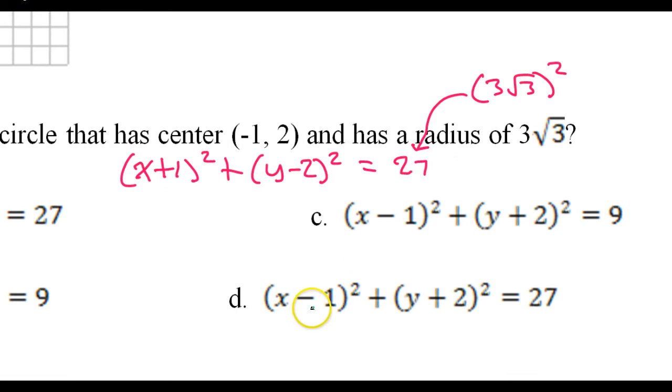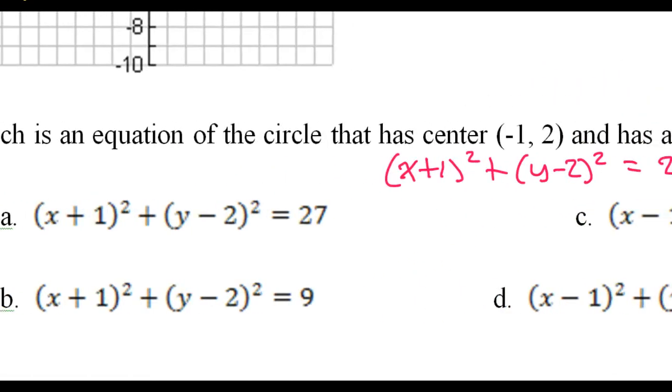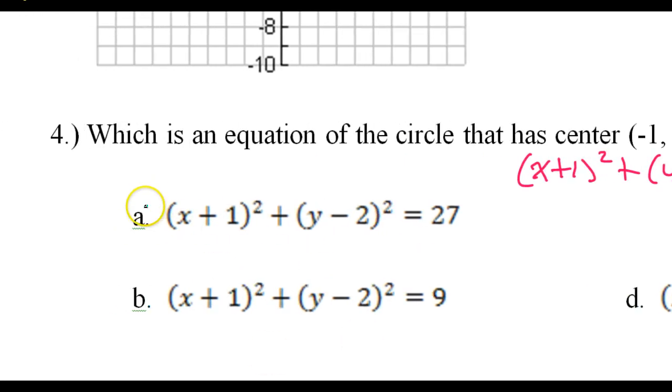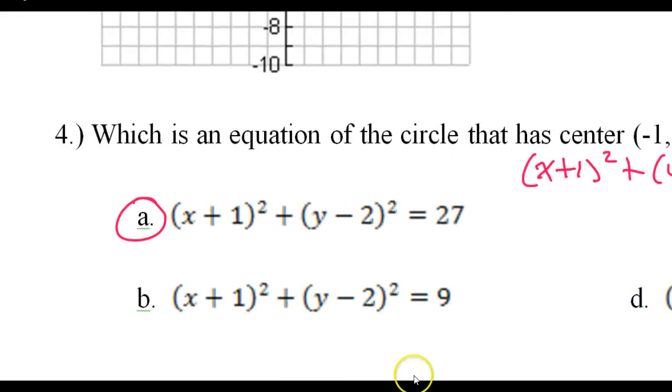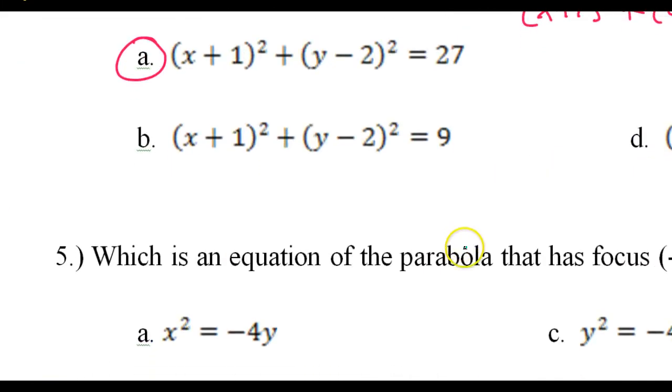So let's see. Nope, nope. Alright, it's got to be plus. So here we go. X plus 1, y minus 2 equals 27. So the correct answer is A. Alright, so that was number 4.